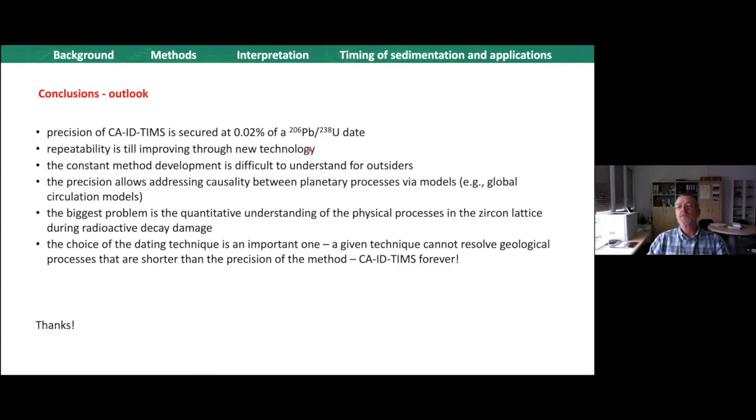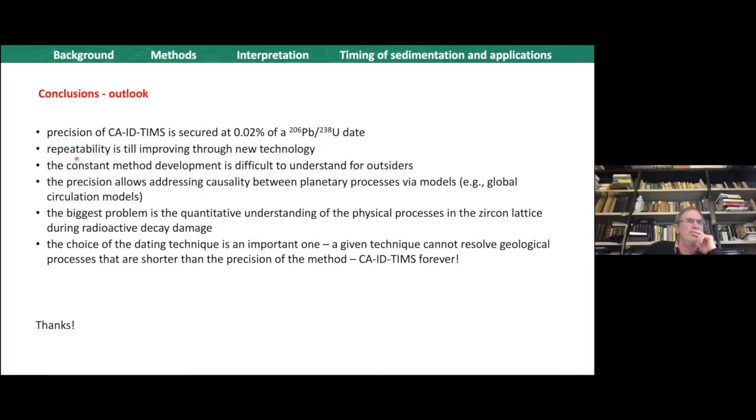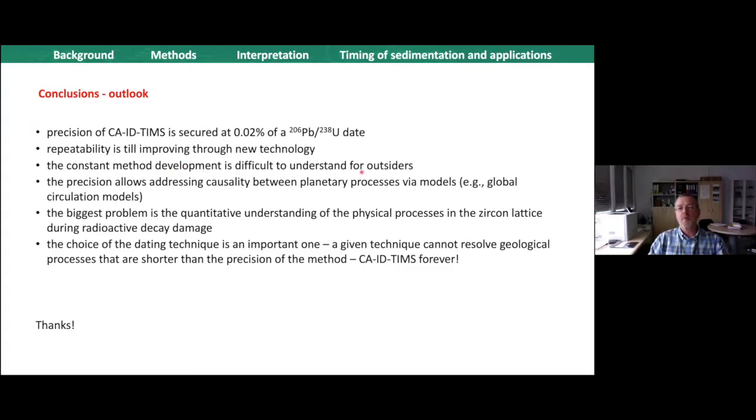I think this is not finishing. We keep trying to get to better repeatability and better precision. This will not so much influence the precision, but the repeatability. It's constant mass spec development, which is a problem to understand for outsiders.